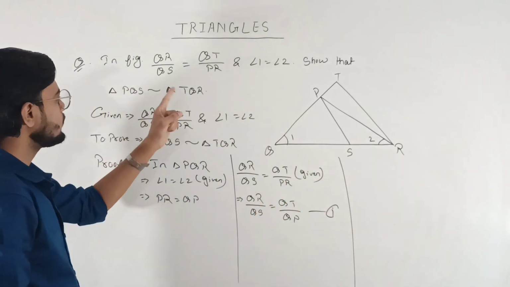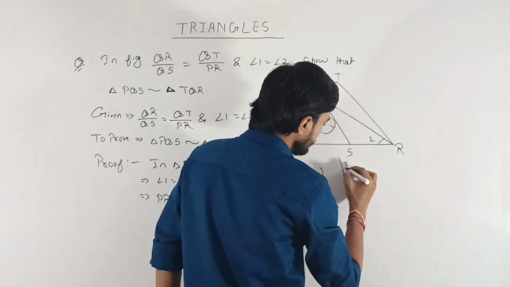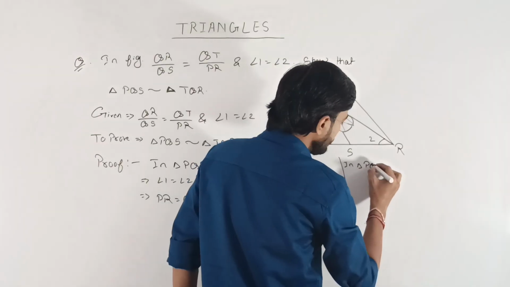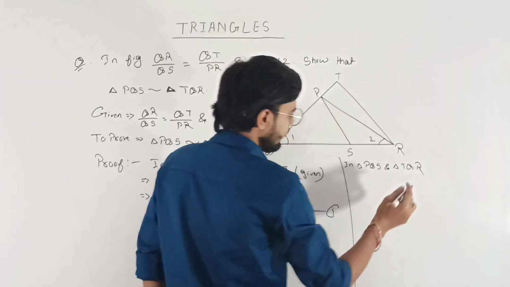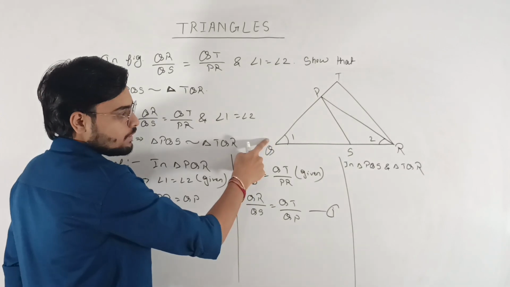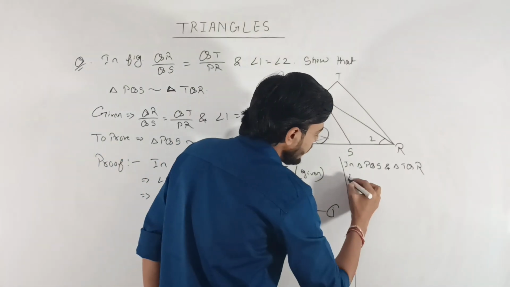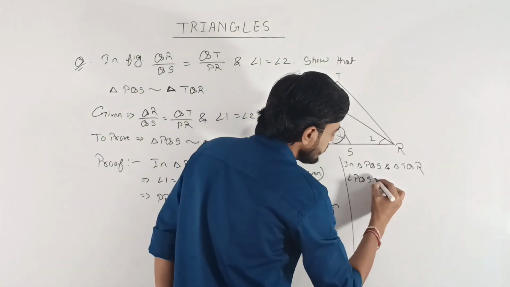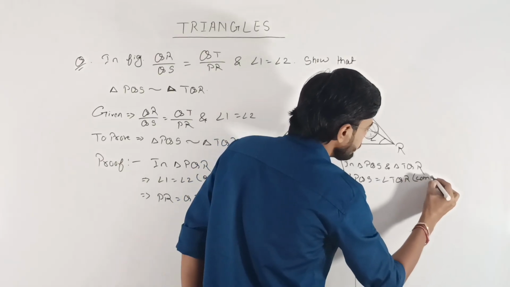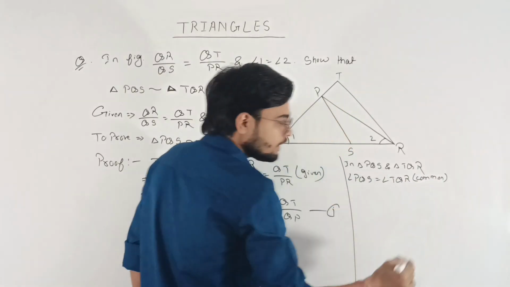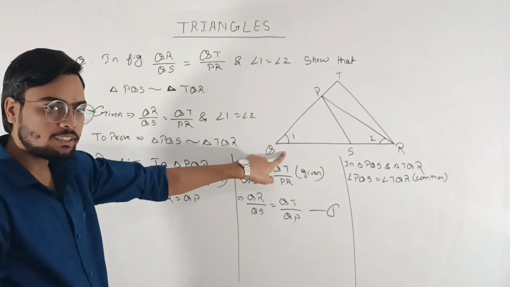Now in triangle PQS and triangle TQR, first angle Q is common, so first I write angle PQS is equal to angle TQR, which is common, and the sides which include this angle.